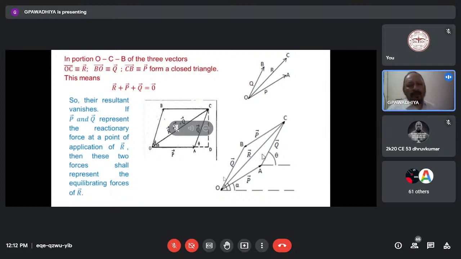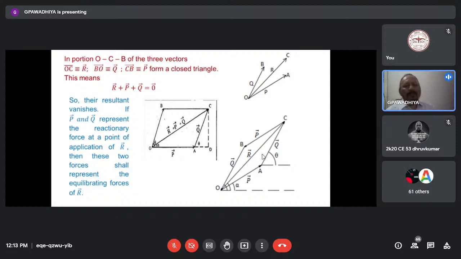What we get from this figure is that it represents three vectors in equilibrium. Suppose R is the applied force at a given point and a maximum of three forces are present there, then P and Q will represent the equilibrating actions. Now this is an interesting piece of information. They will be the reactionary forces which are bringing R into equilibrium.